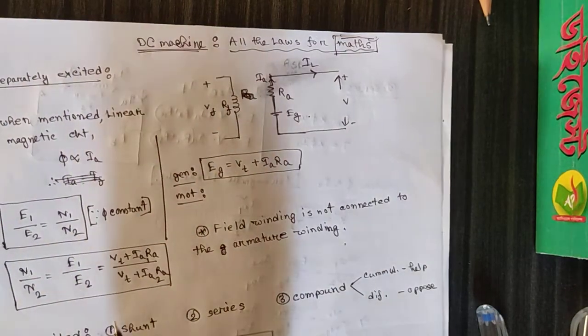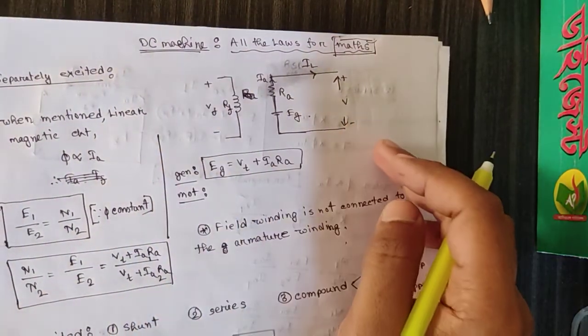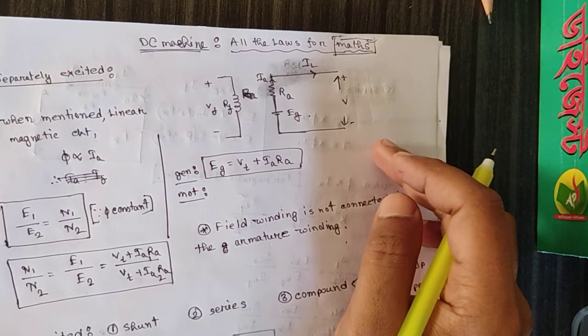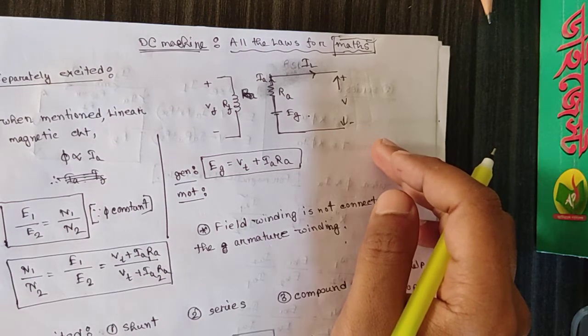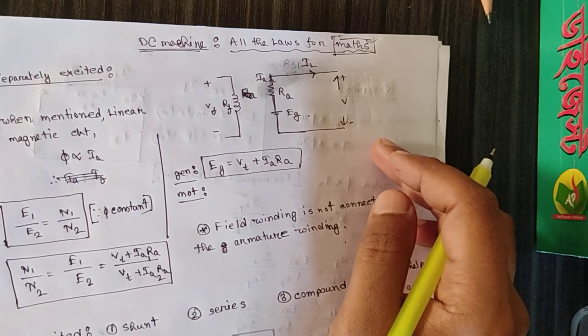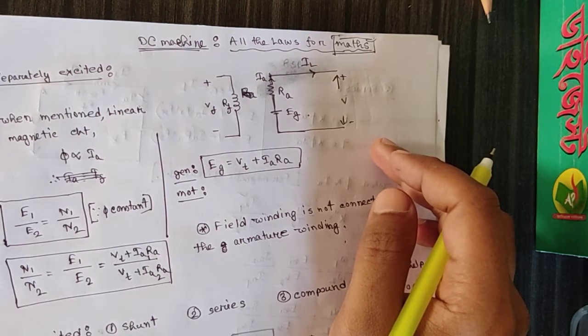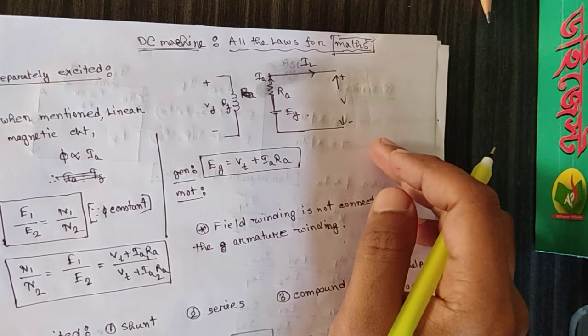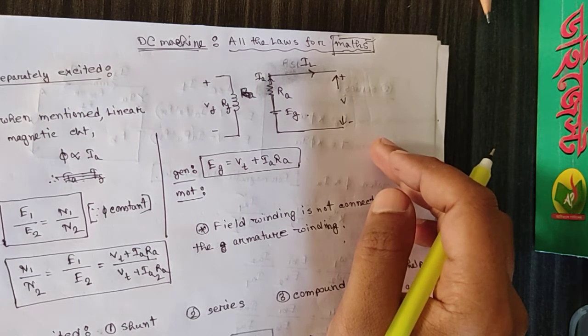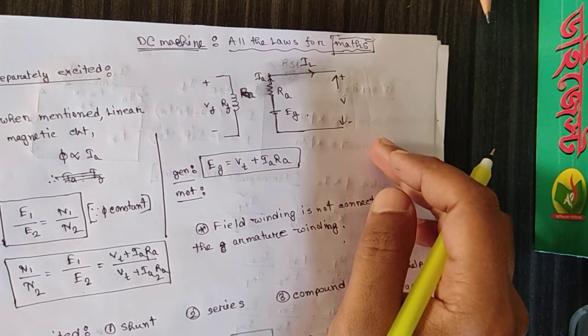So we are going to talk about some laws for DC machine, generator and motors. The separately excited DC motor, self-excited DC motor. These laws are needed for the exams where questions come. So at first we need to know what is a separately excited DC motor.